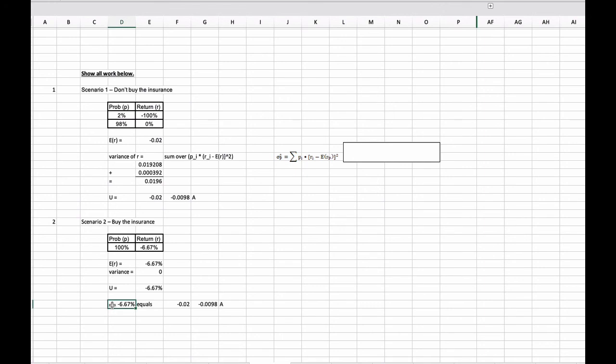I put the individual number in its own cell so that I could use it in the cell formula later. Also, I reference each item to its own source cell to do less typing. A is equal to negative 6.67% plus 2% and then divided by negative 0.0098 equal to 4.7619.